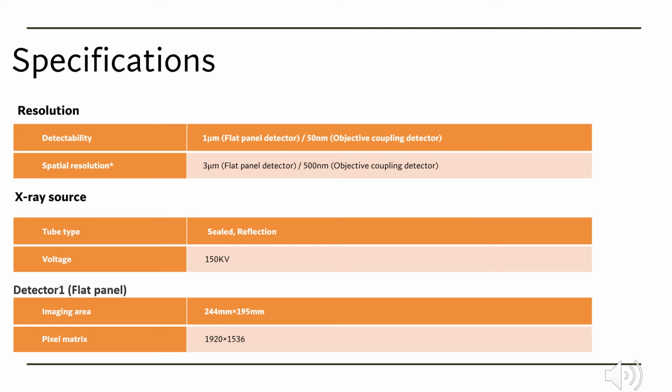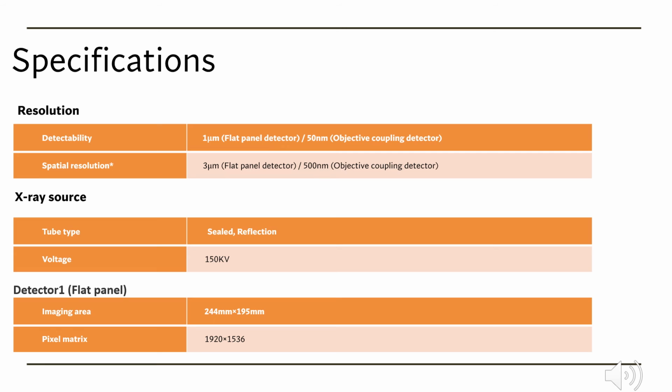The voltage is 150,000. The X-ray source, as we said, is sealed and reflection. The imaging area, which is the detector flat panel, is 244 millimeter by 19.5 millimeter. The pixel matrix is 1920 by 1536.